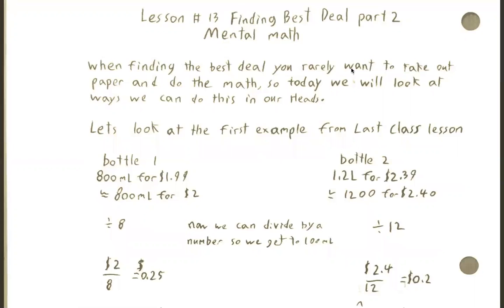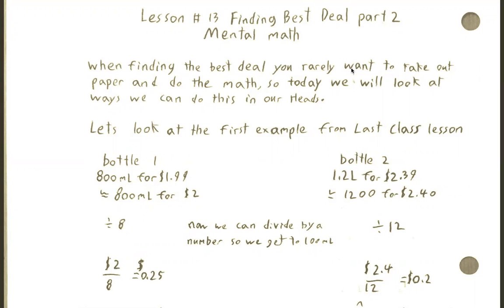We had 2 bottles of water. The first bottle of water was 800 milliliters for $1.99, and the second bottle was 1.2 liters for $1.39. Or sorry, $2.39. So we round these a little bit by saying that we got 800 milliliters for $2 and 1,200 milliliters for $2.40.